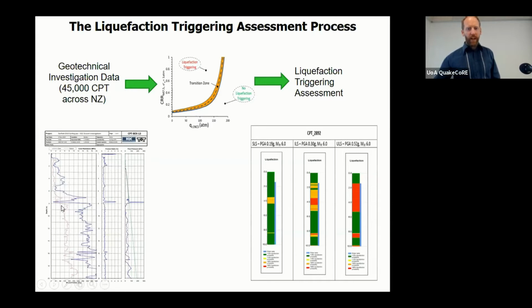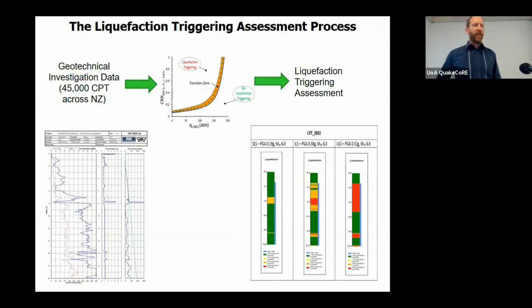From those cone penetration tests, we run that through that evaluation procedure, and then we can do that for small earthquakes, medium-sized earthquakes, and large earthquakes. And the profiles that I'm showing on the bottom right-hand side literally show in green the soil layers that are not predicted to liquefy for a low level of shaking, in the SLS case. And for exactly the same CPT profile for the ULS case, a much larger shaking intensity, we see that there's a lot more liquefaction being predicted, which is the layers in red.